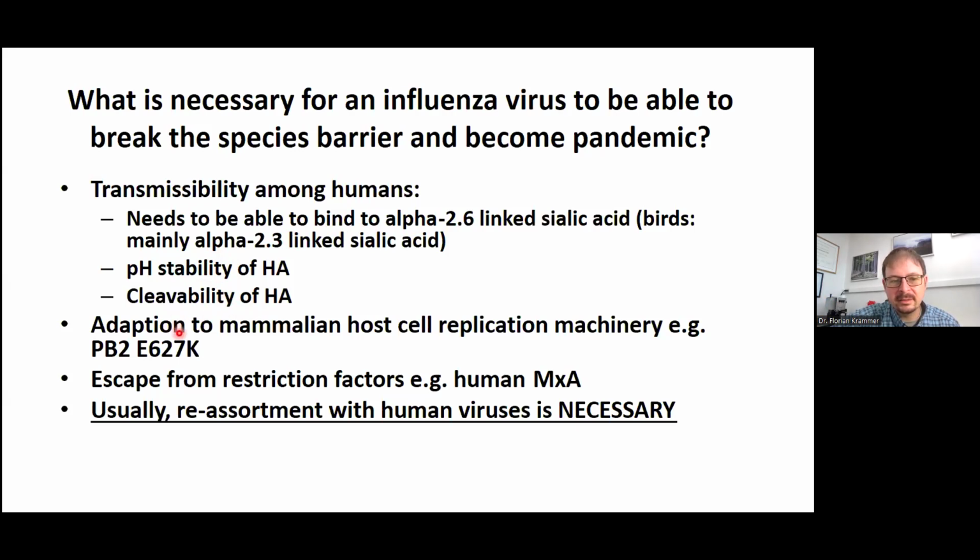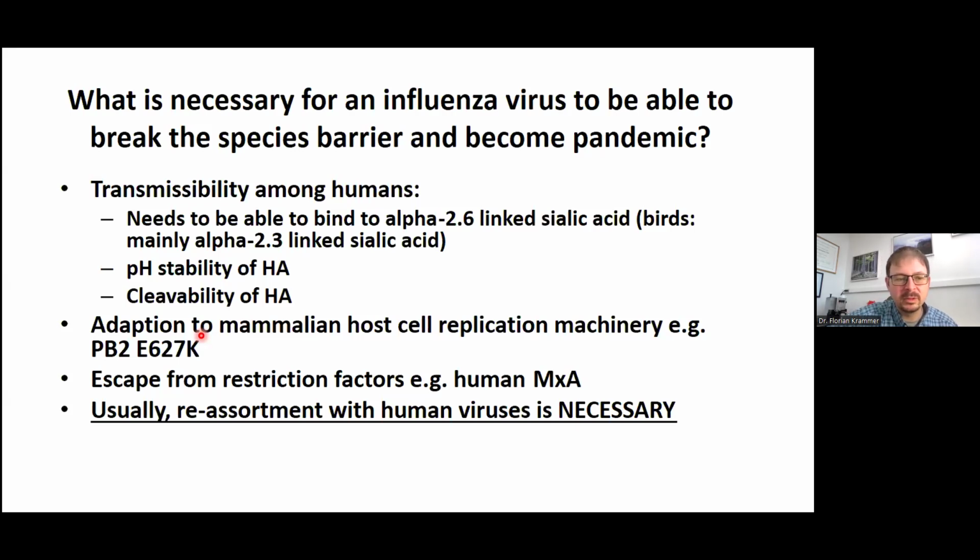In addition to that, there's often adaptation to the mammalian host replication machinery, right? So the influenza polymerases have to interact with the cellular machinery of our cells. And typically, avian influenza viruses, avian polymerases are adapted to avian cells. And so in order to replicate well in human cells, the virus needs to mutate.